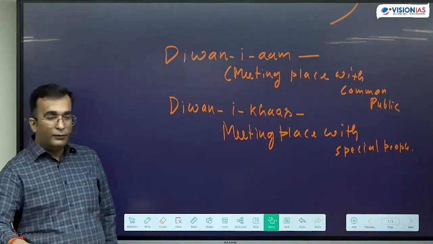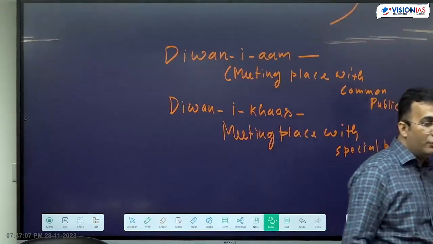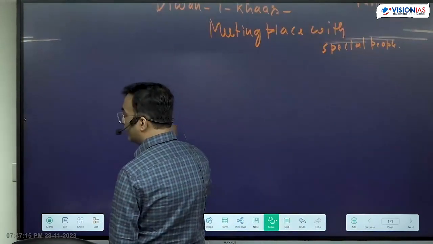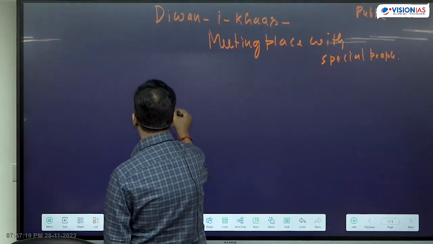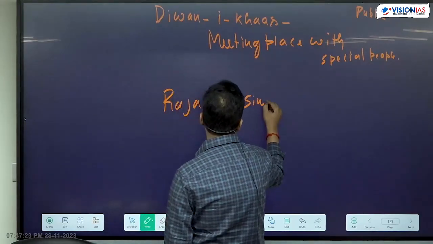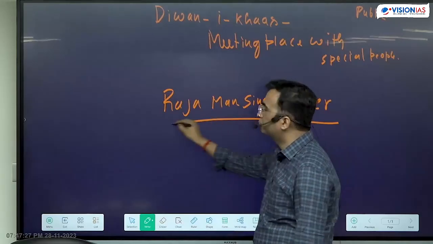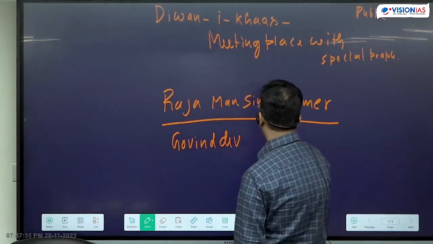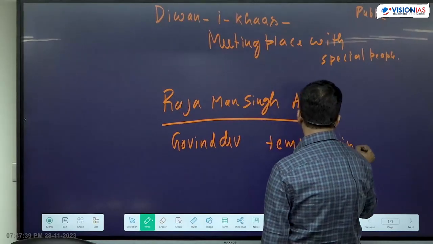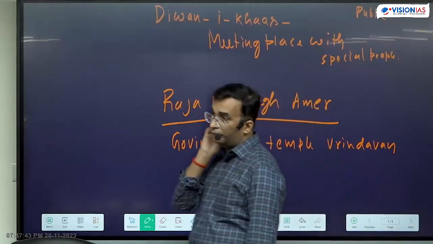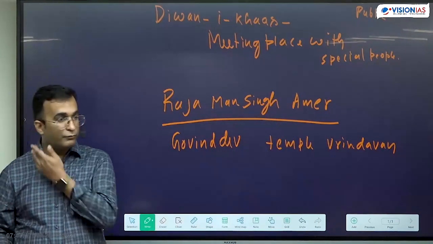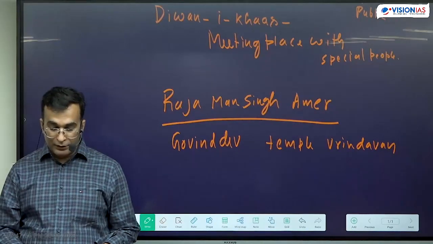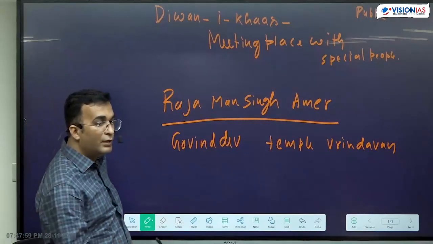So you write that one of the luminaries of Akbar's court, Raja Man Singh of Amer, created the Govind Dev Temple at Vrindavan, which was also highly funded by Akbar.